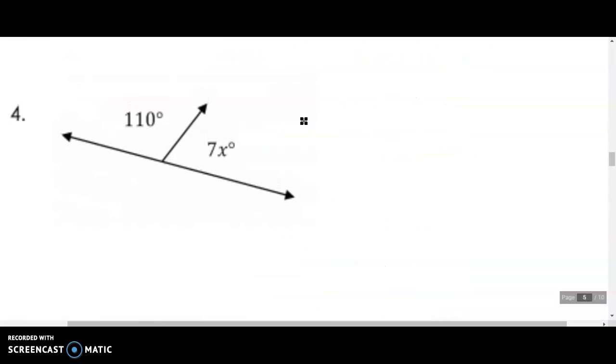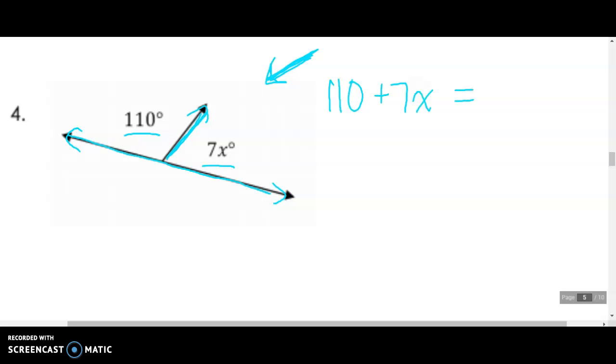All right, the next example, don't worry about the numbers here. They're not in any particular order. Here we have a pair of supplementary angles. Here's our 180-degree line, and it's being cut into 110 and 7x. So I know that the 110-degree angle plus the 7x degree angle has to add to 180 degrees.